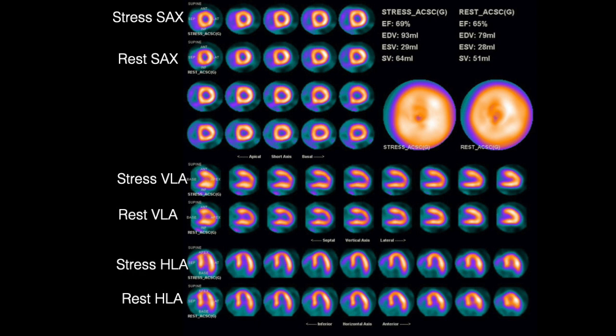And again, in this particular image display, it's all on there. The bullseyes are shown, stress and rest bullseyes with the whole heart splayed out for ease of comparison, and on this particular image the ejection fraction and volume data is also presented.